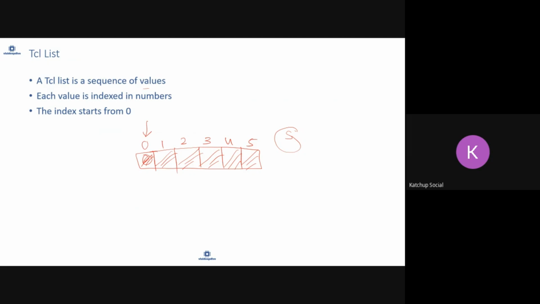Each element of an array is a string, or it can be something else also, it can be a list also. So basically each element is indexed by numbers and the index starts from 0.